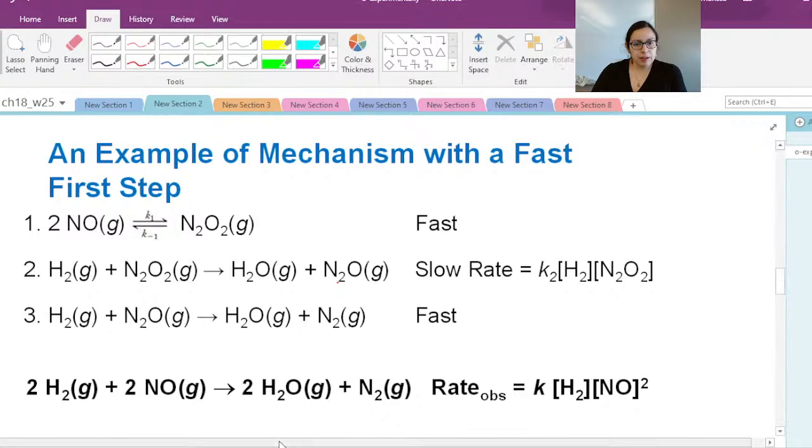All right, so here is our setup. We're looking at this reaction. Let's look at our overall reaction: 2 equivalents of hydrogen plus 2 equivalents of nitrogen monoxide give us water and nitrogen. And data had to have been used, so we just accept at this point that this was the rate law observed. So it's first order with H2 and second order with NO.